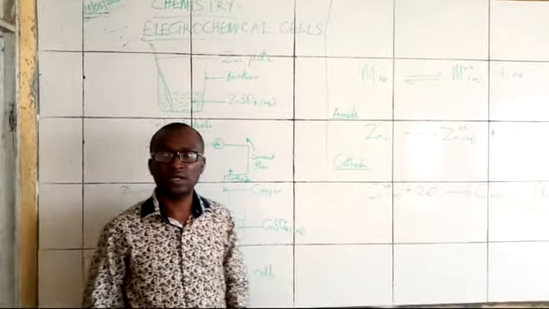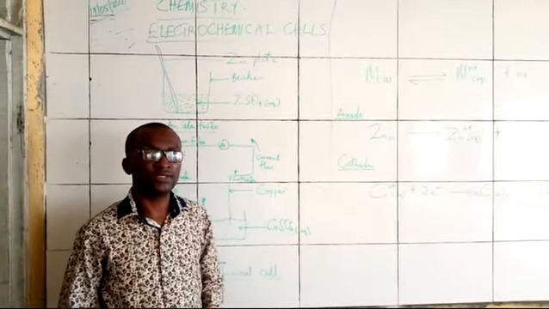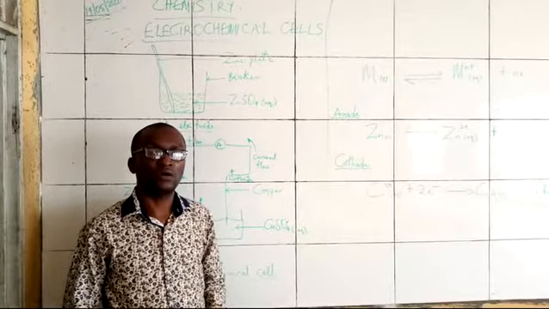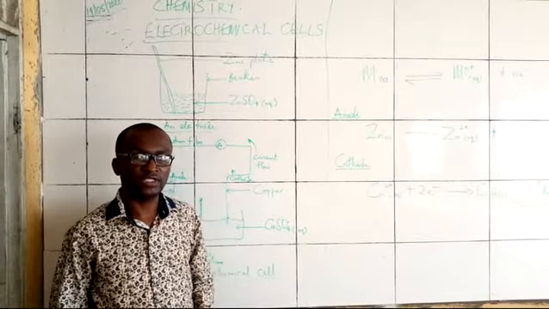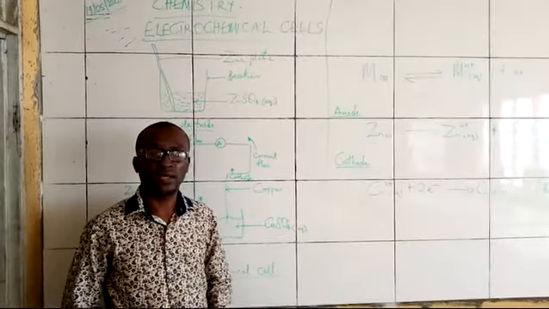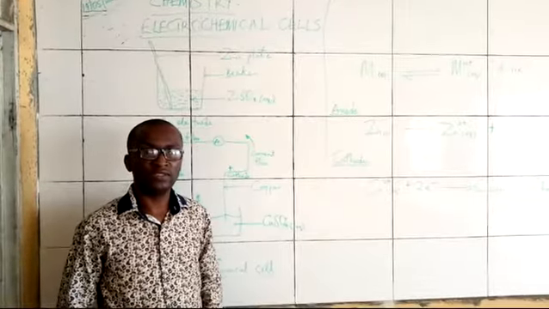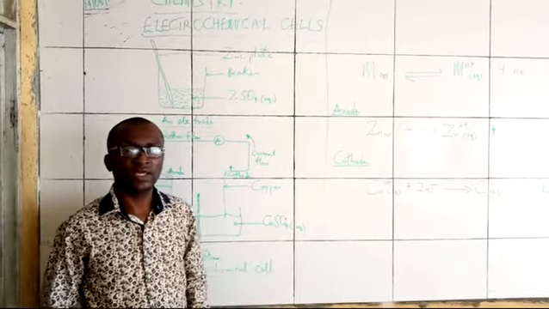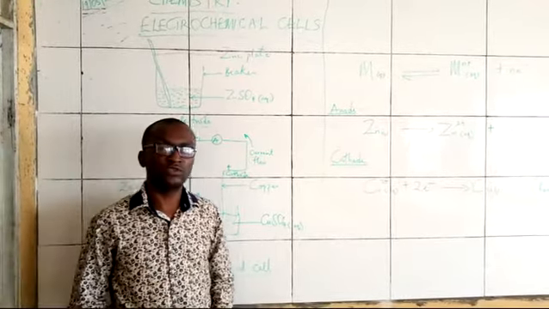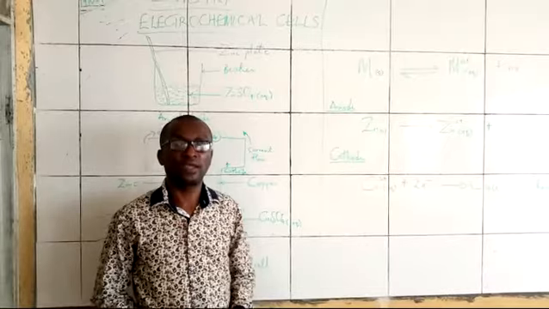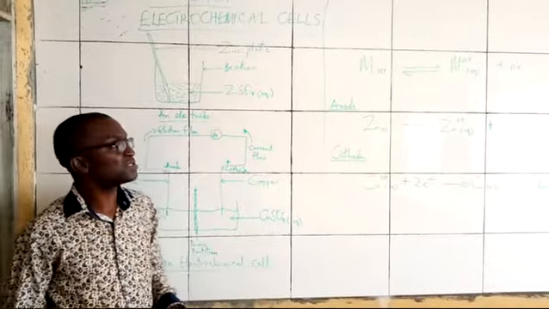An electrochemical cell can simply be defined as a device which converts chemical energy into electrical energy.